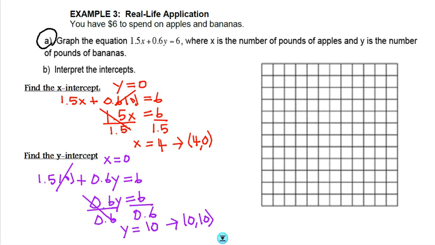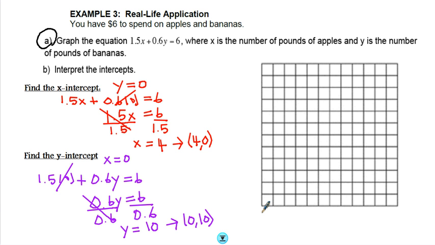So you found the x-intercept, and you found the y-intercept. And you're going to graph them. Now, when you graph, here is an important point. Can you have a negative number of pounds? No, you can't have negative pounds. You can't have negative 6 pounds of apples. So for this problem, when you're graphing it, you don't need negative numbers. So you're only going to graph with one quadrant. That means you only need quadrant 1.